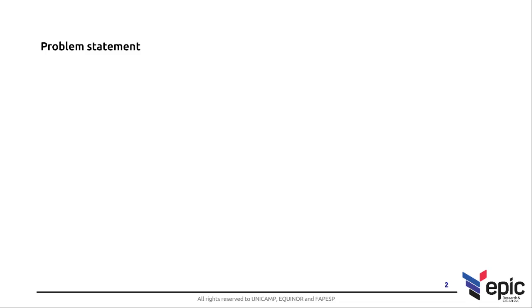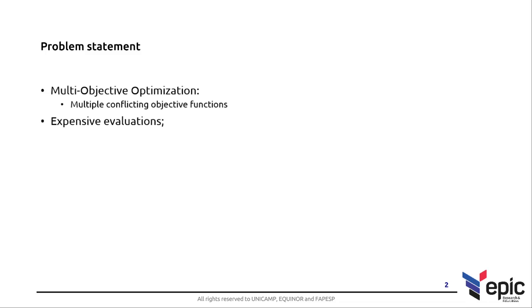First of all, what's multi-objective optimization? It's the idea of optimizing multiple conflicting objective functions simultaneously. In some problems, the objective function evaluations are expensive. They require a considerable amount of computational effort.